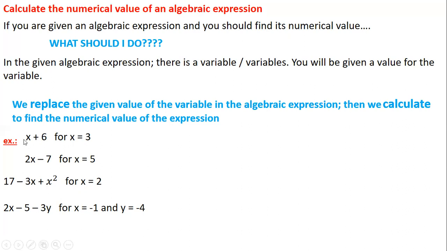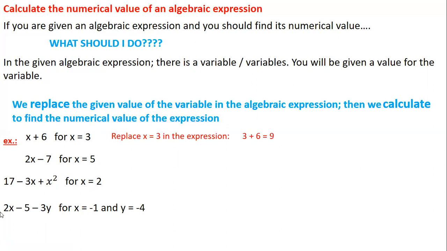Now I will give you an example. x plus 6, I should calculate the numerical value of this expression in numbers for x equal 3. So I should replace x in the algebraic expression by 3. So I will write 3 plus 6, which is 9.